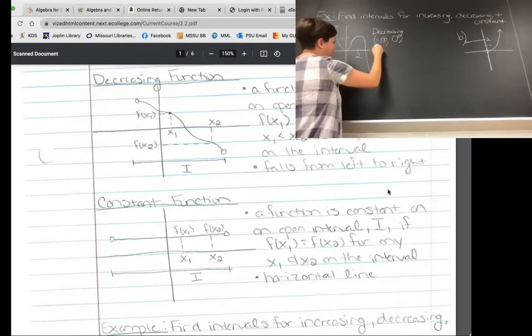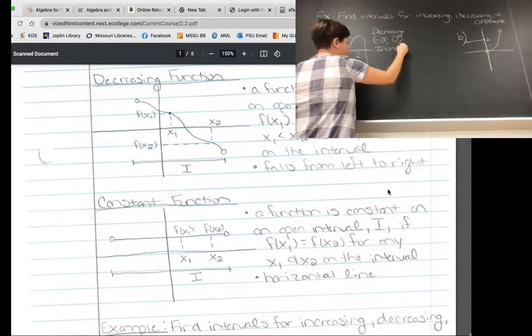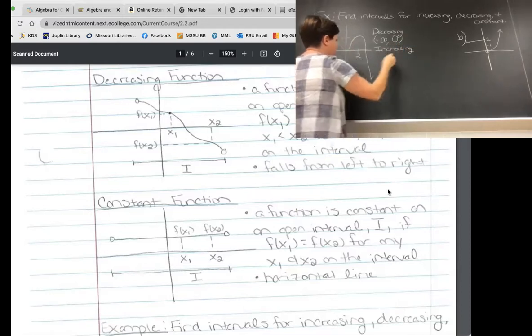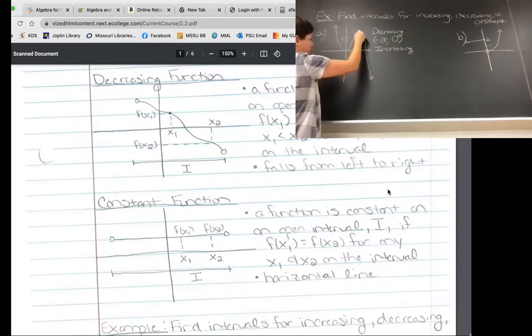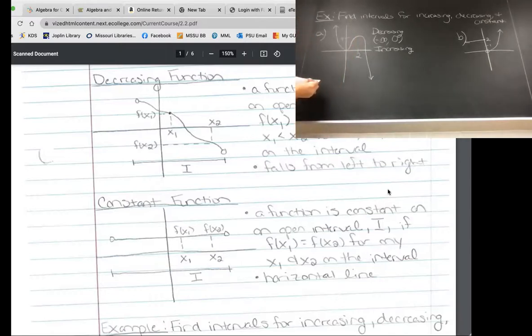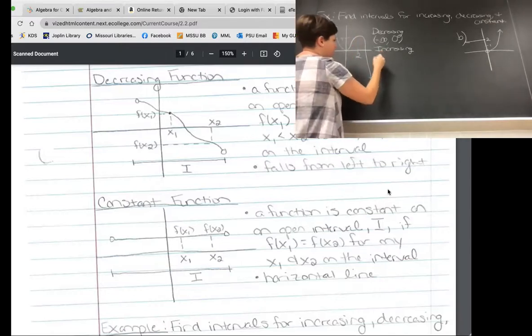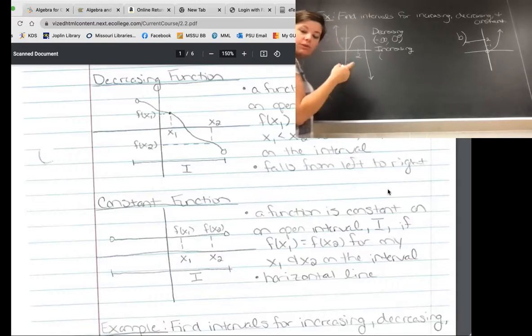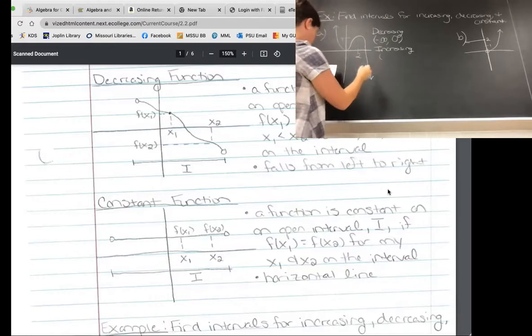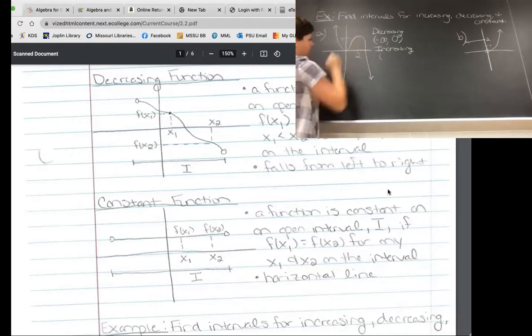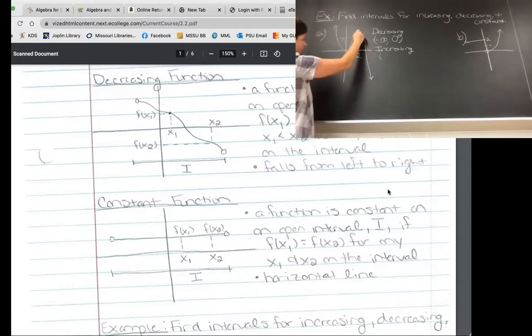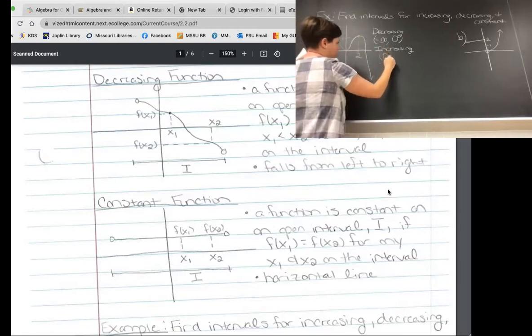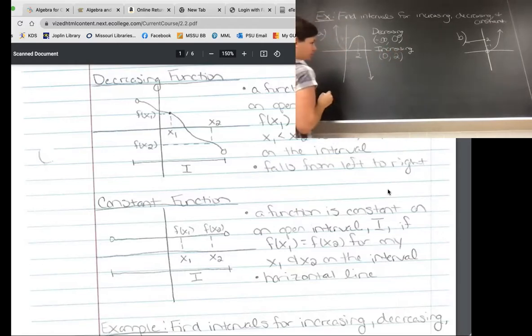At 0, I switch and I start increasing. How far do I keep increasing? Until I hit, and notice we're using our x values. For increasing, decreasing, and constant, we're going to use our x values here, okay? So I'm increasing until I hit that topmost part of this crest, which is going to be at the point 2. So I increase from 0 to 2.